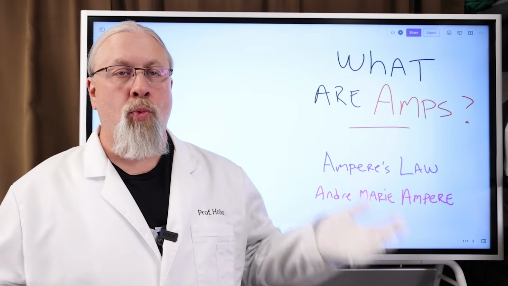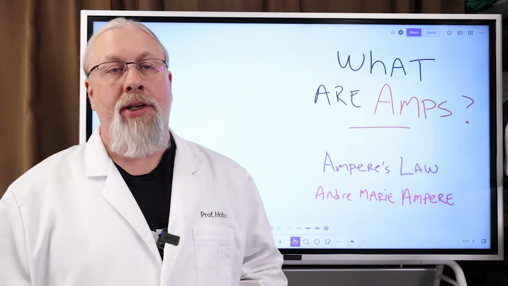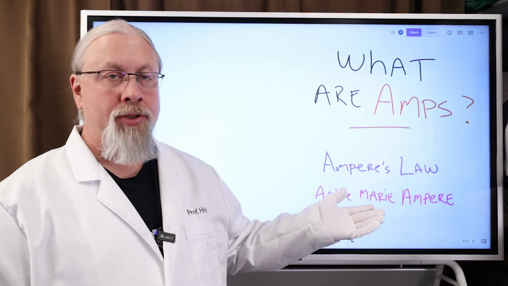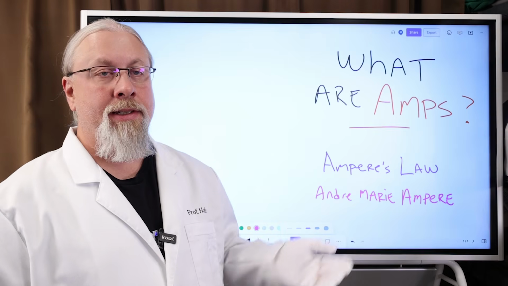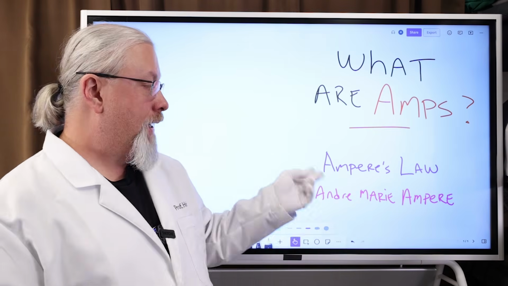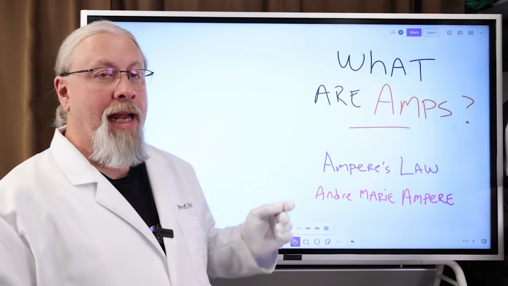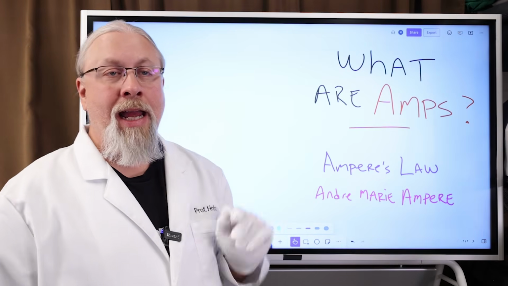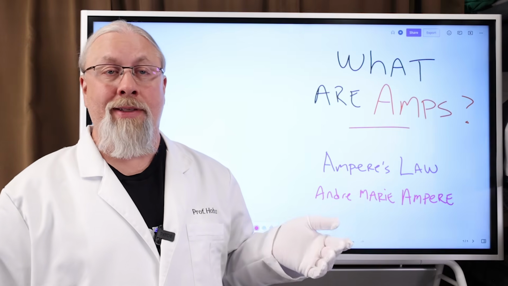So the question is, what are amps? Why are they important in electricity and electrical circuits? Just like the unit volts were named after the physicist that measured them, Alessandro Volta, amps are also named after a physicist, in this case, the one that formulated the law of electromagnetism called Ampere's law. His name was André Marie Ampere, and in English, we shorten this to amps. Note that amps and amperes are interchangeable and refer to the same units.